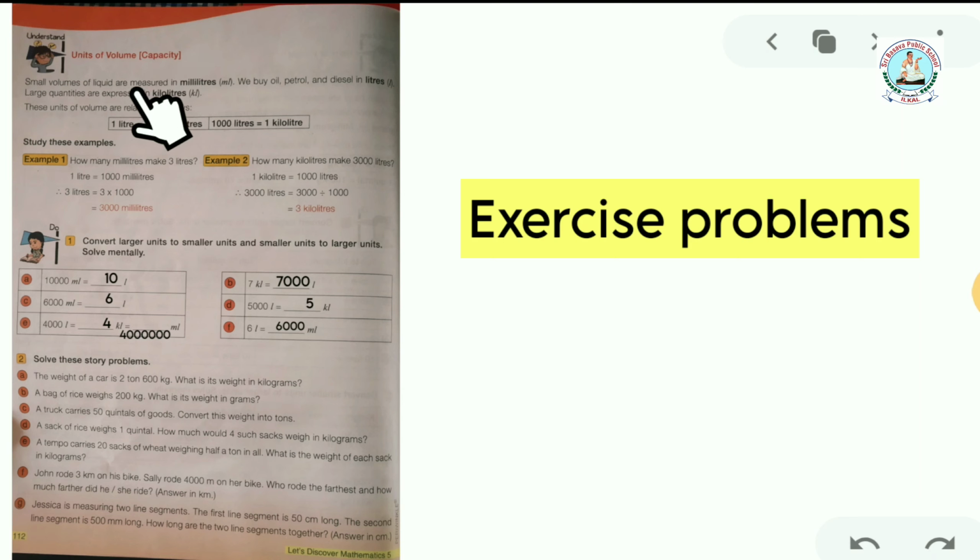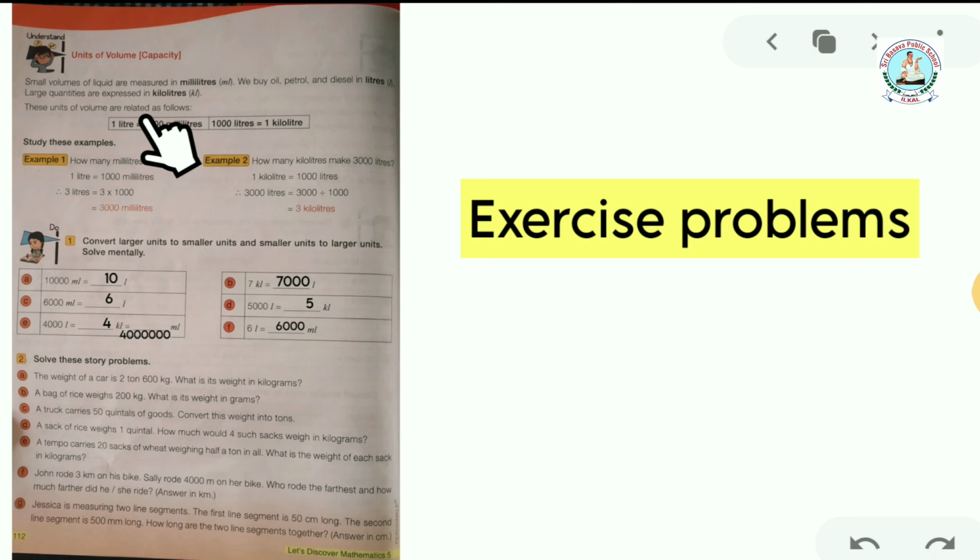Small volumes of liquid are always measured in milliliters, and milliliters is written as ml. In short, we buy oil, petrol and diesel in liters. A liter is a little bit bigger than a milliliter, and large quantities are always expressed in kiloliters. If the quantity of the liquid is bigger than a liter, then it will be expressed in kiloliters, and we write it in short as KL. So milliliters is written as ml, liters as L, and kiloliters as KL.